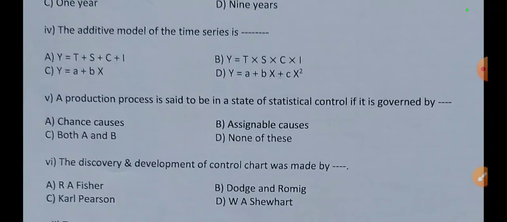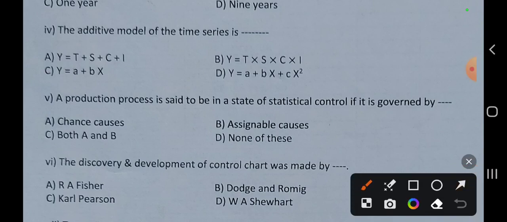The next question is: the additive model of the time series is. So there are two types of models. One model is called the additive model and the other model is called the multiplicative model. The options in this case are: A, y is equal to t plus s plus c plus i. B, y is equal to t into s into c into i. The third option is y is equal to a plus bx. The fourth option is y is equal to a plus bx plus cx square.